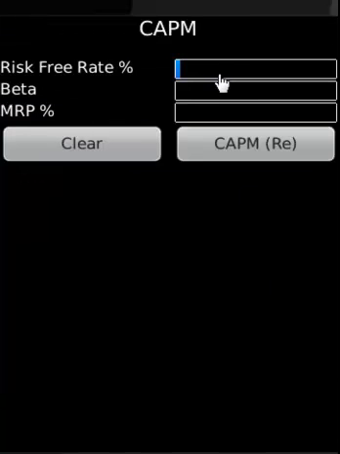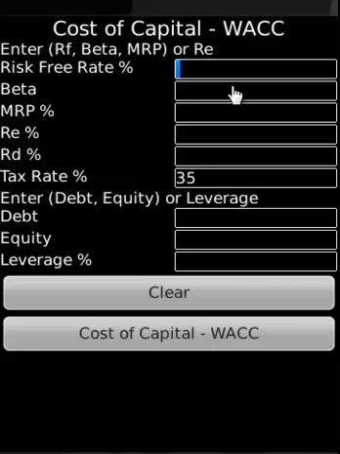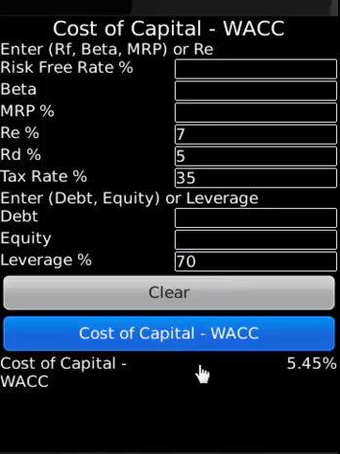CAPM, capital asset pricing model, risk-free rate 0.292, beta is 0.8, MRP 7.2, that is market risk premium, CAPM is 6.05, and weighted average cost of capital. We enter the risk-free rate 0.292, beta, MRP, all three, or we enter RE. Say in this case we're going to enter RE, say RE is 7, RD is 5, and we know the leverage 70%, and then this is the cost of capital.